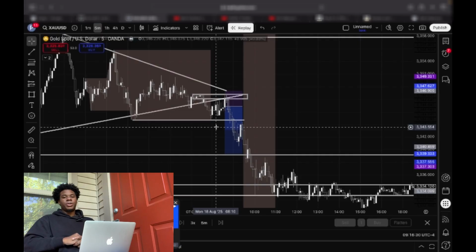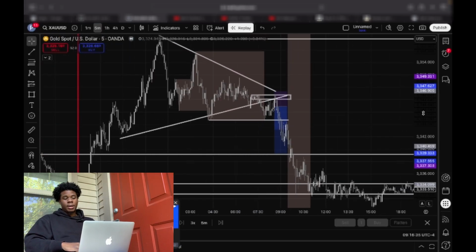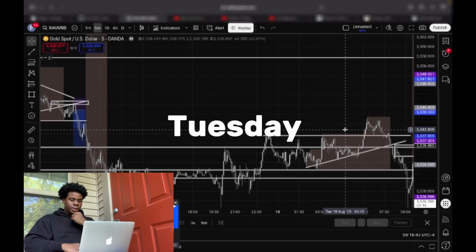And I actually missed this trade. I missed this trade. I should have taken this trade. I could have definitely passed the challenge on this trade, which is another mistake. But you guys will see the same mistake coming up later in the video. So let's move on to Tuesday.